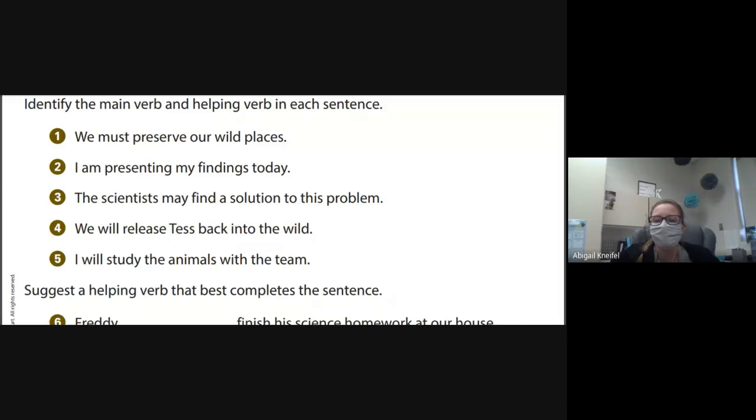The choice should have been will. If you are not typing and participating, that's a problem. Be sure you are typing and participating, my friends.